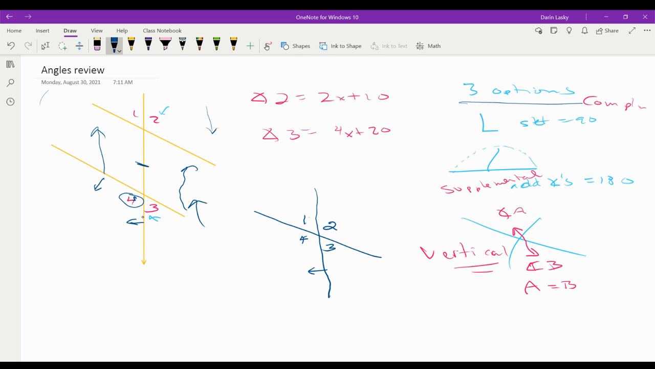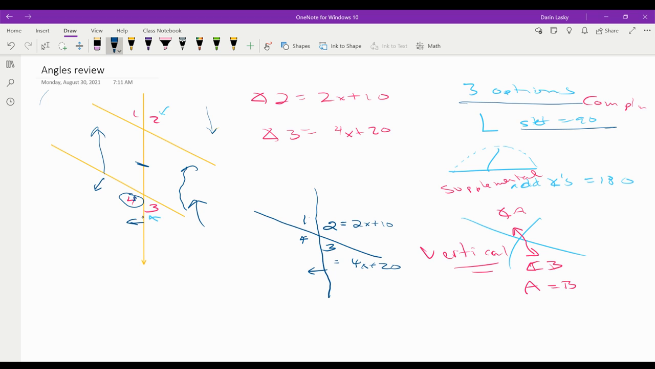Okay, so now I have angle 2, which is equal to 2x plus 10, right? And I have angle 3, which is equal to 4x plus 20. So now I've got to decide, how am I going to solve this? Am I going to set it equal to 90? Do they make an L? No, they don't make an L.